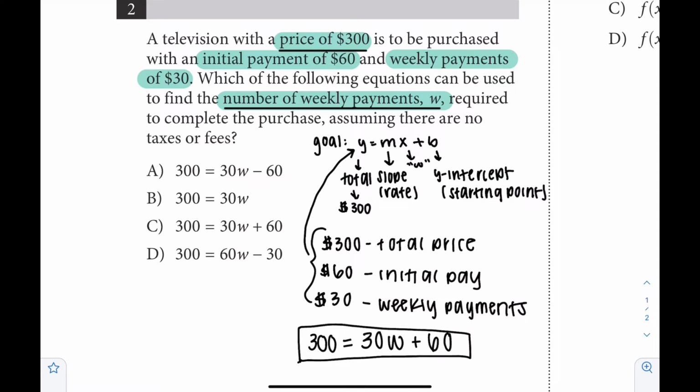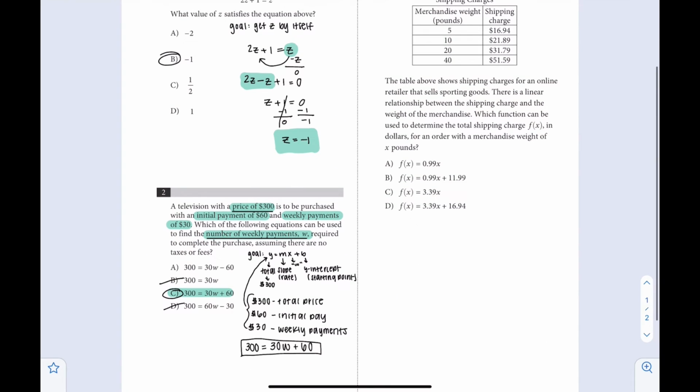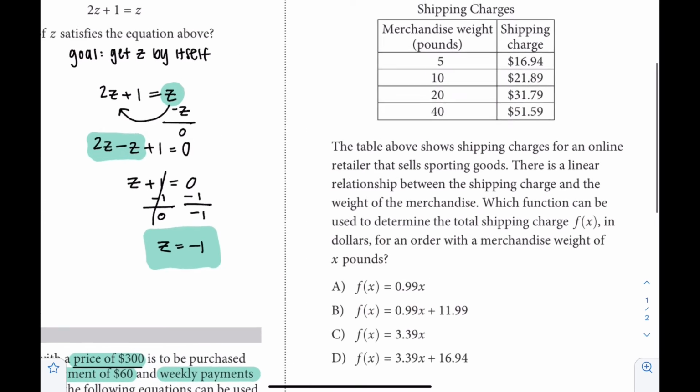And so if we look at our answer choices, we can automatically eliminate D and B, and we're now having to choose between A and C. And if you look carefully, A has 30W minus 60, while C has 30W plus 60. Don't let this confuse you. Make sure you choose the correct answer, which is C. 30W plus 60 equals 300. Okay, so we've now completed 1 and 2. Let's go to our last problem, number 3.